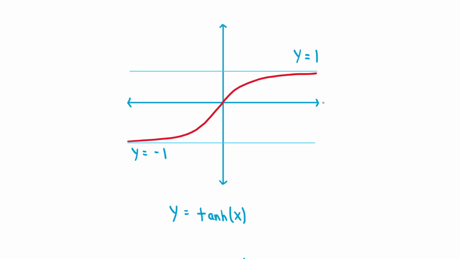Here's the graph of tanh of x. It takes on positive values for positive x and negative values for negative x and passes through the origin. It also asymptotically approaches the line y equals 1 for positive x values, and approaches the line y equals negative 1 for negative x values. So this means the range of the function is between negative 1 and 1, non-inclusive. It's also an odd function.